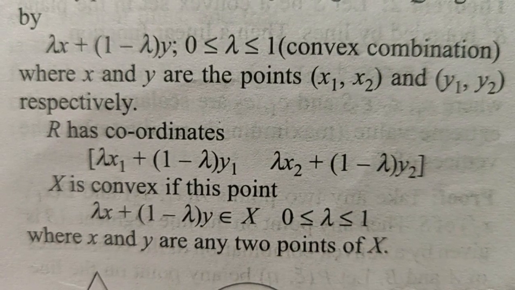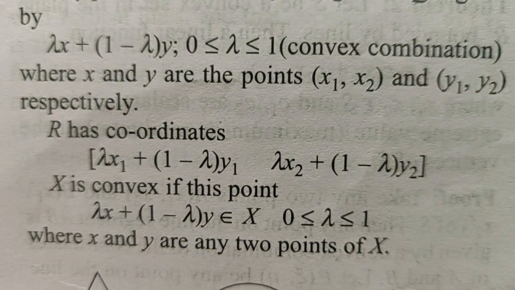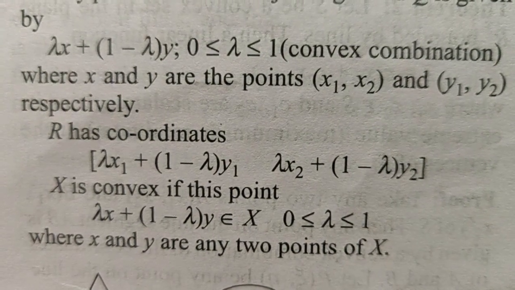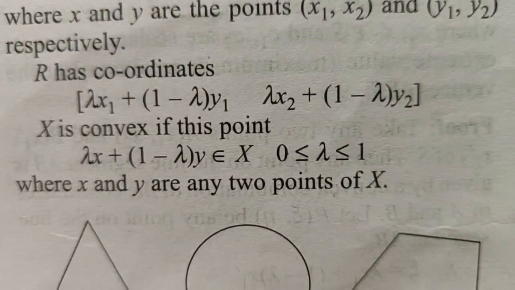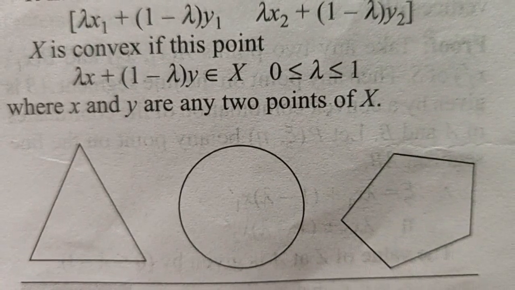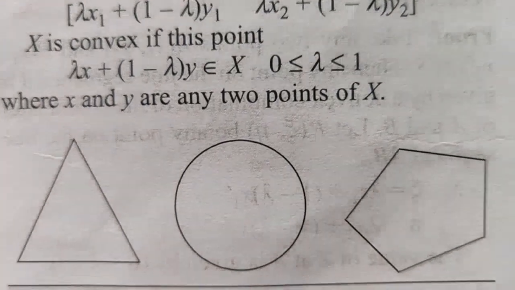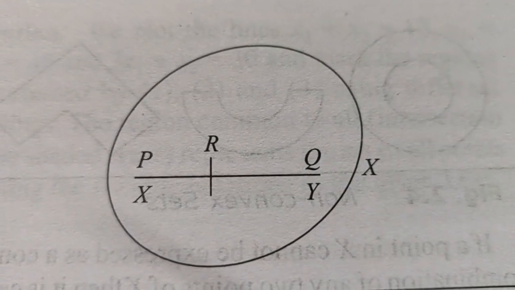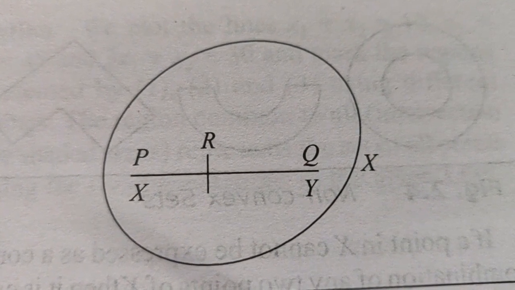So X is convex if the point lambda x plus 1 minus lambda y is an element of X, where lambda belongs to the closed interval 0, 1. So here x and y are any 2 points of X. So these are some examples of a convex set. So to understand that example better, I'll just show you a figure.